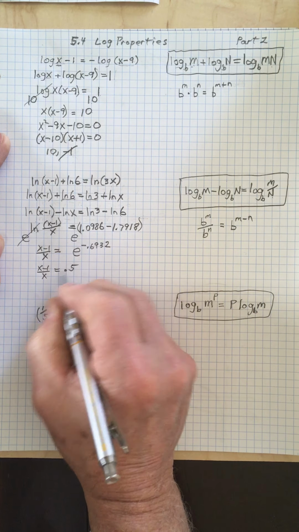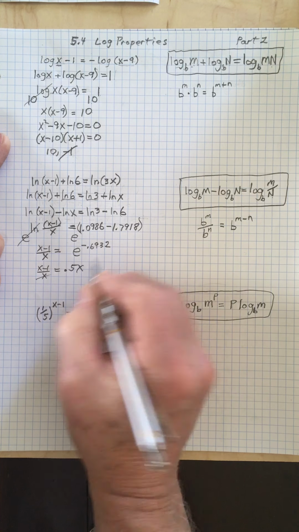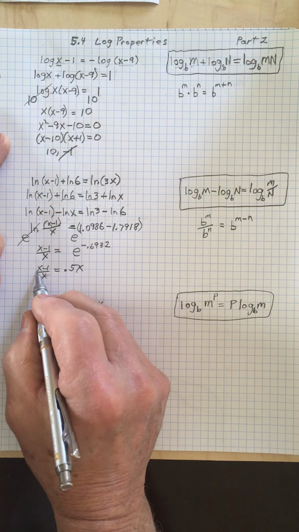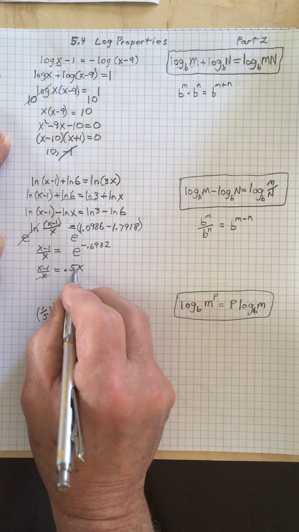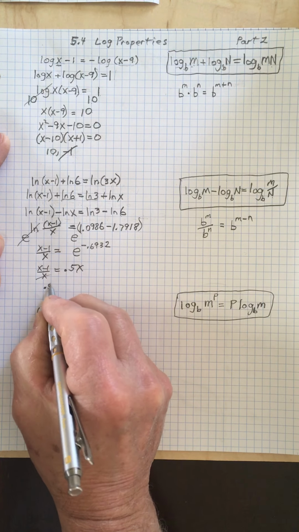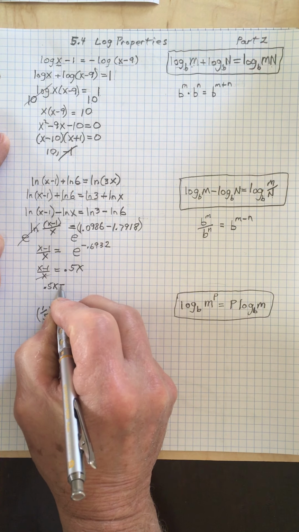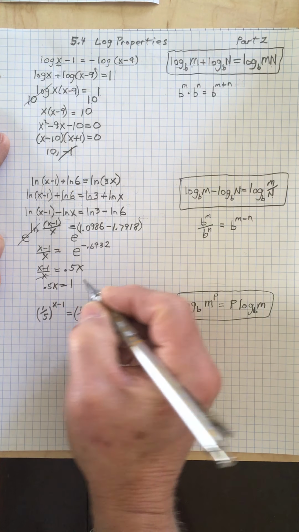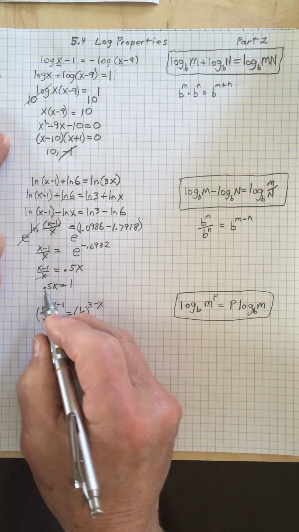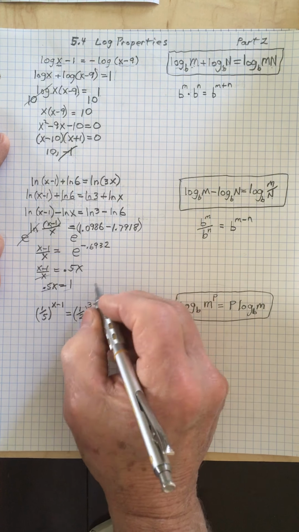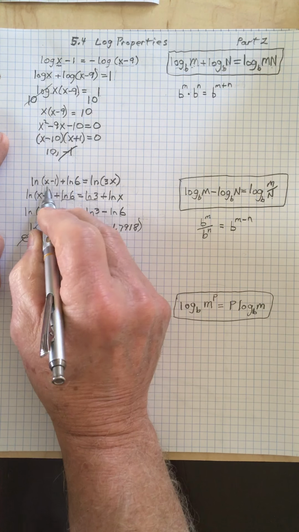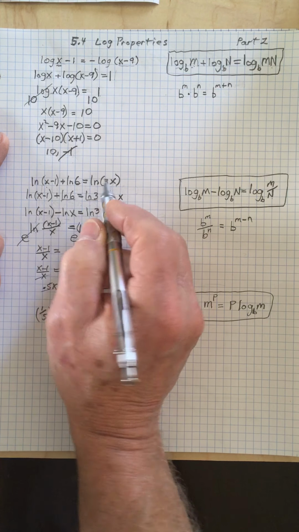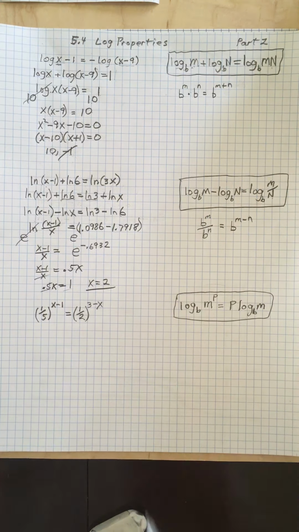Multiply x over here. Okay. Then I've got 1x, and if I subtract 0.5x, that'll be 1 minus 0.5. That's 0.5x equals, add the 1 over here. Then if I divide both sides by 0.5, x equals 2. And 2 works anywhere here because it doesn't give you a negative.